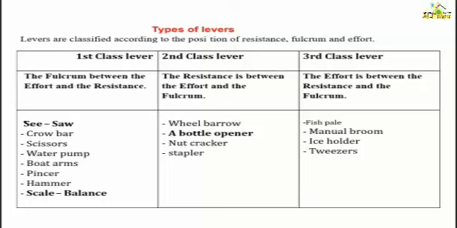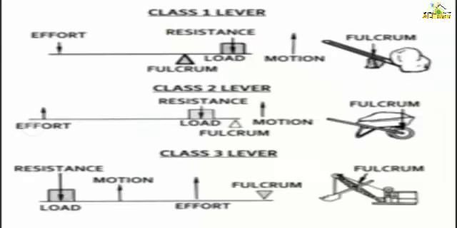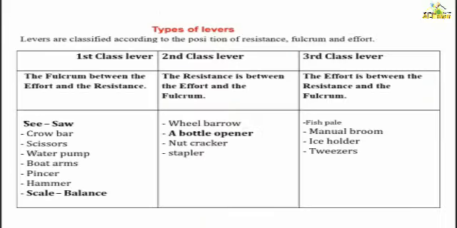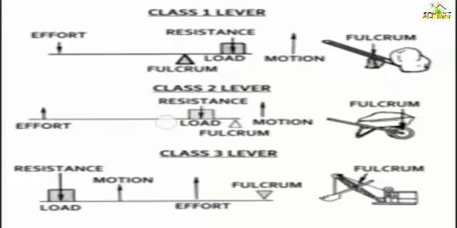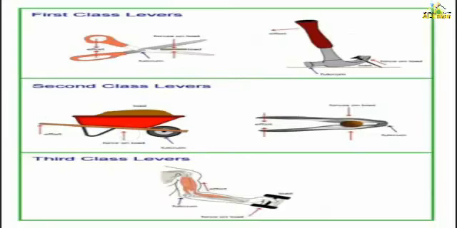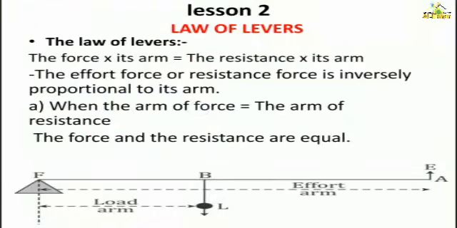The third class lever is when the effort exists between the resistance and the fulcrum, as we see in this image. Like what? Like manual probe, ice holder, and tweezers. More examples of levers for first, second, and third class. So how do we use these levers and what is the law of this lever? That we will know right now in the second lesson, law of levers.